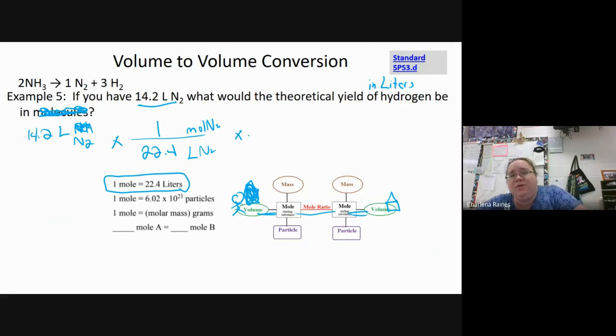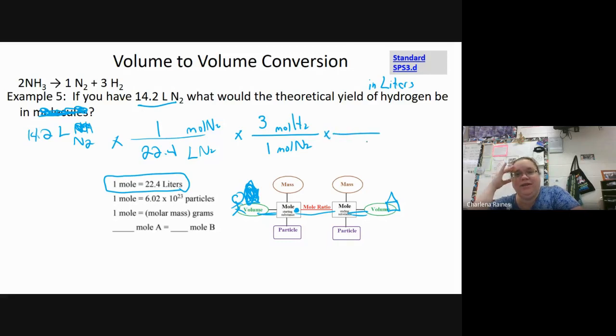Now here comes the part where we switch our substance. What I'm getting rid of goes on bottom. My starting substance has to go on the bottom in this middle fraction. My ending substance has to go on top in that middle fraction. We got a mole and a mole, which means I've got 3 hydrogens on top, 1 nitrogen on bottom.